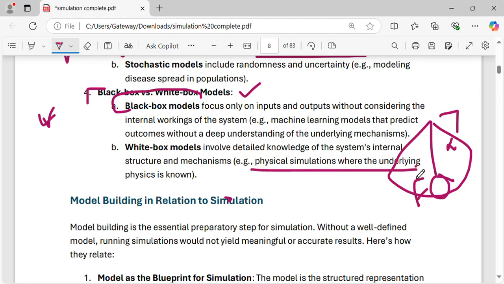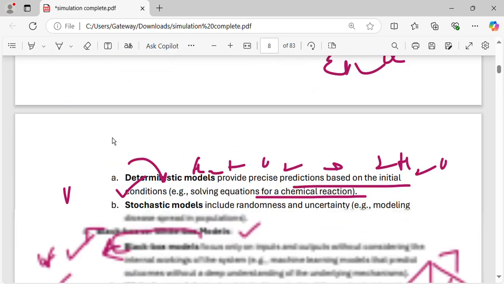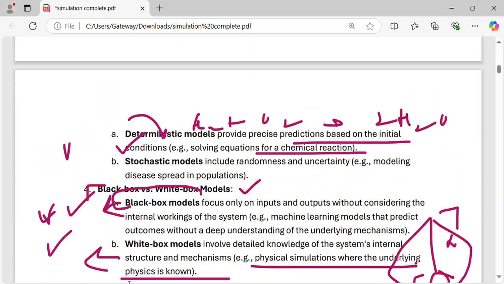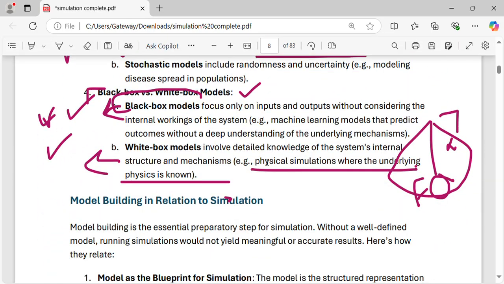In that case, the physics is known. We have some setup which we use to do this experiment. In the black box, we only focus on inputs and outputs, but in the white box, we focus on the internal workings, right? So these were some models. I think this was only the new one. We have discussed the other systems, so it's really easy to get what these models are.